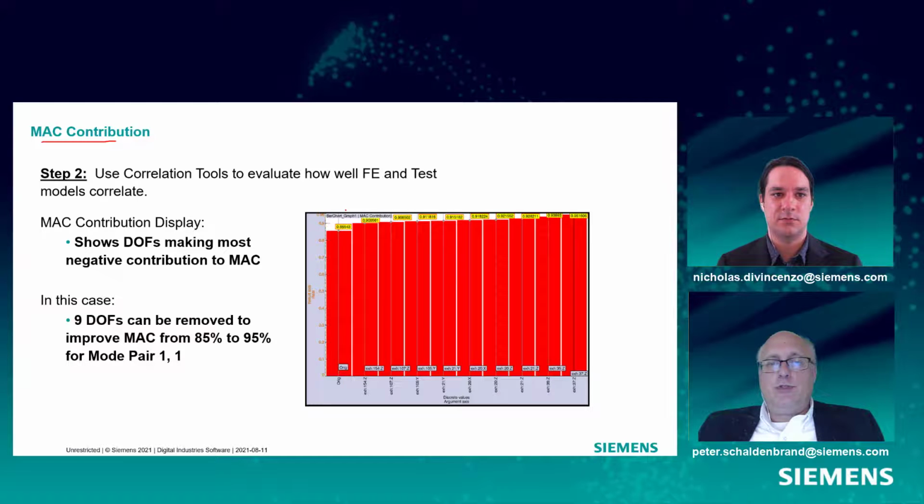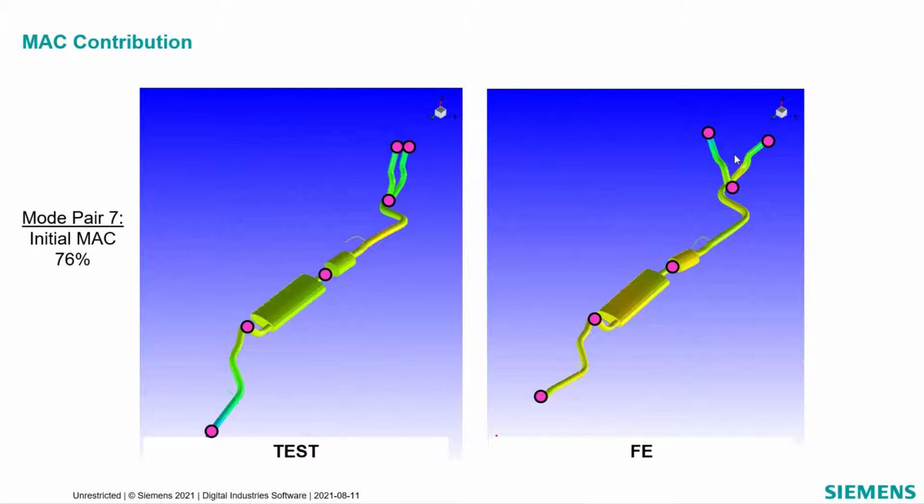So this chart shows, for a given mode pair, what the MAC is. It's like 85% here. And it says if I remove this point, exhaust 154, from the analysis, that the MAC will improve. And that's the best point to remove to improve the MAC for this mode pair. So 90%. And then it shows the other points in descending importance. What it's doing here is going to help us find exactly where on the structure we need to change something, because exhaust 154, we can go and look there.